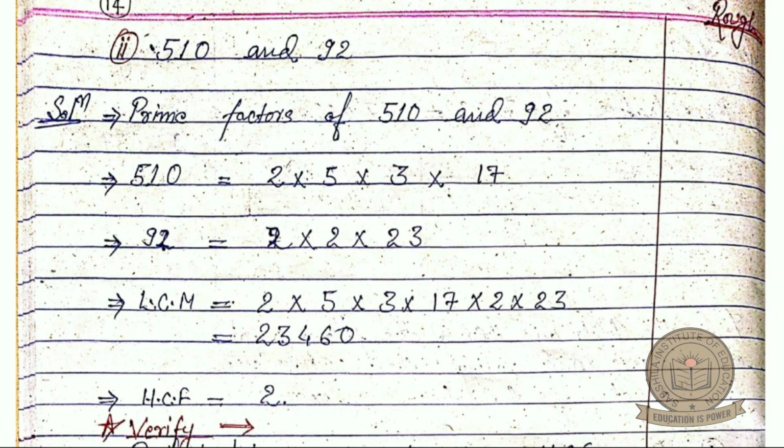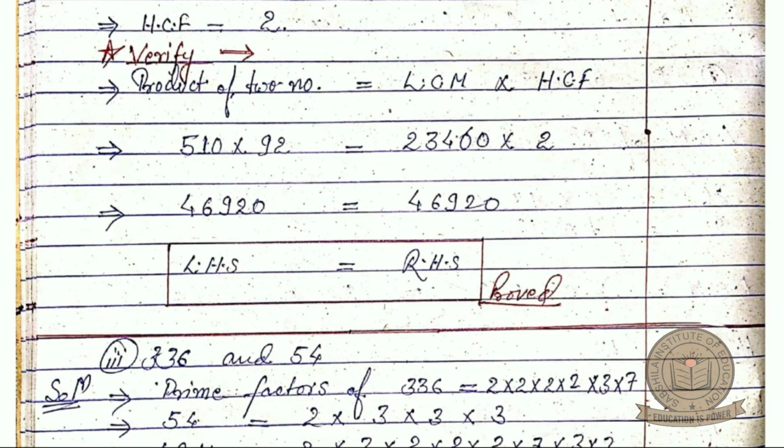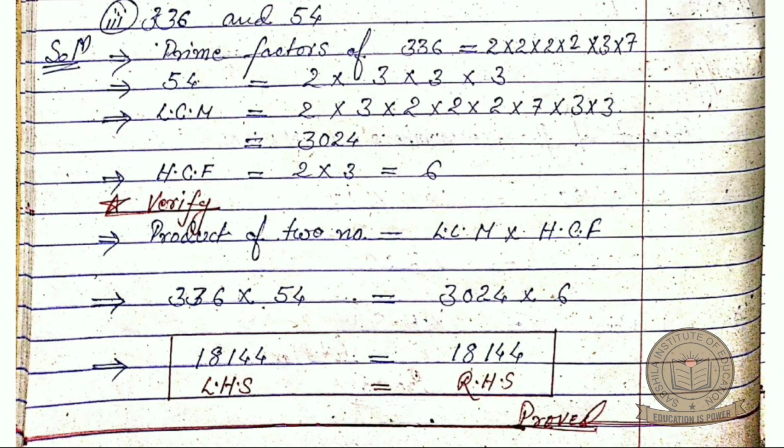Okay, let's see all the numbers. The second pair is 510 and 92. It is also the same. I have done the solution. You can take the screenshot, the screenshot of the verification. See number 3. I have done the solution of number 3 also. I have found the LCM, and the HCF also I have found. You can take the screenshot also.